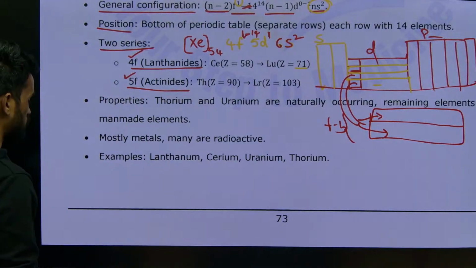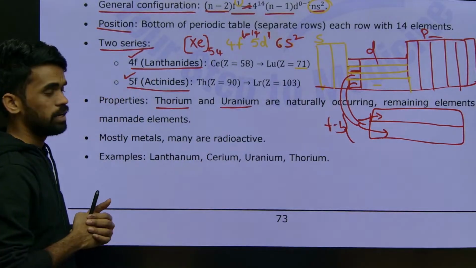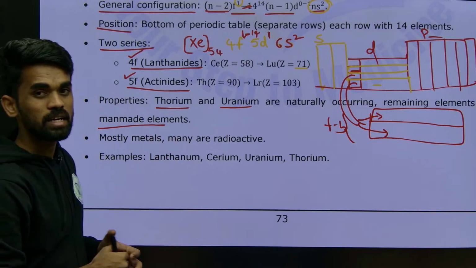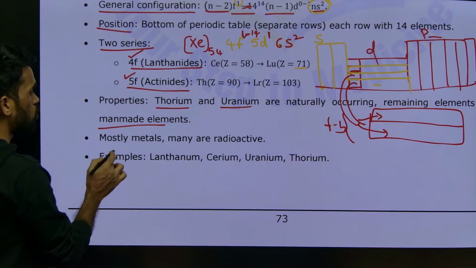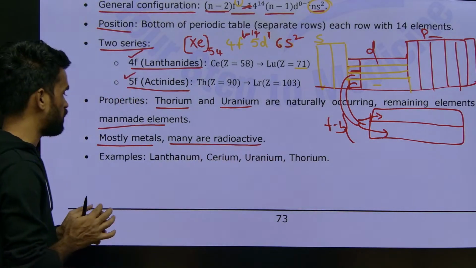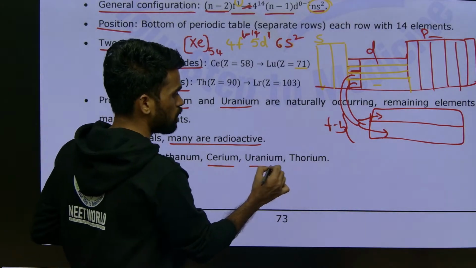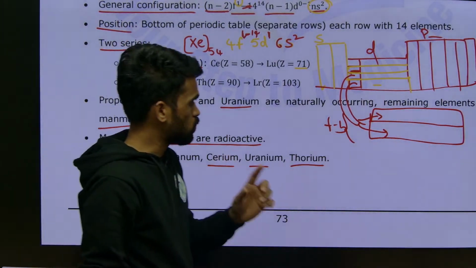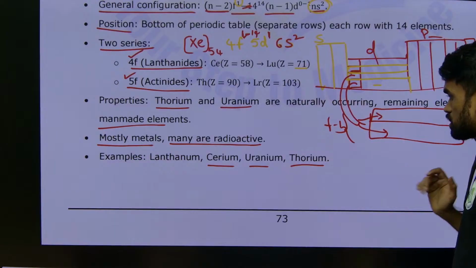Next, what are the properties of these elements? Thorium and uranium are naturally occurring elements, and the remaining are man-made elements. They are synthetic, which means they are prepared in the laboratory. These are all metals, and many of them are radioactive. Some examples you can remember are cerium, uranium, thorium, protactinium, praseodymium, neodymium; all of these belong to the F block elements. Whatever names you remember, just write them in the exam, that's it.